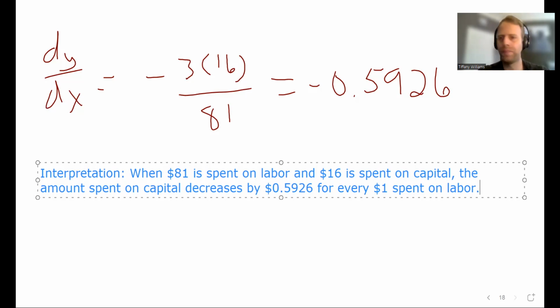So that'll do it for implicit differentiation. Stay tuned. We'll talk about derivatives of exponential and logarithmic functions in 3.9.